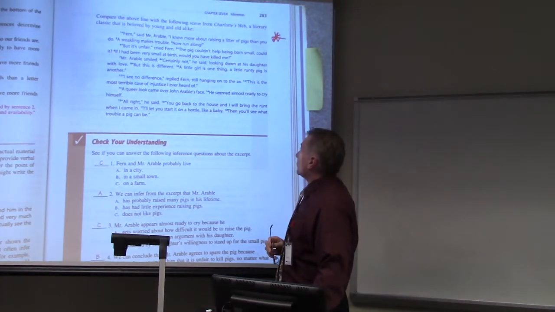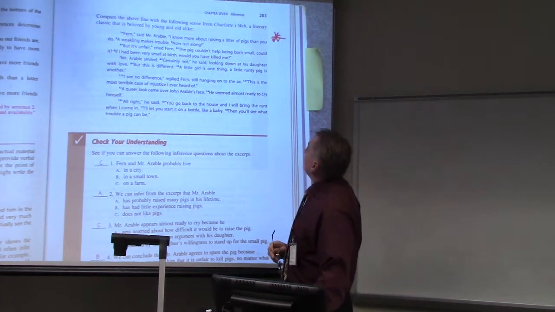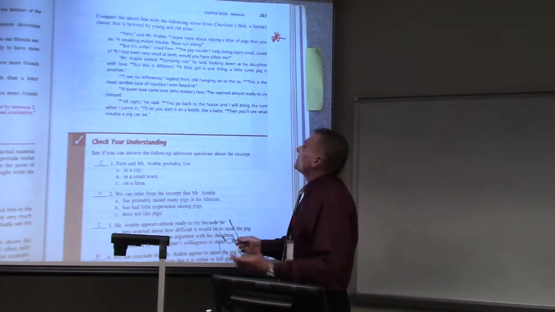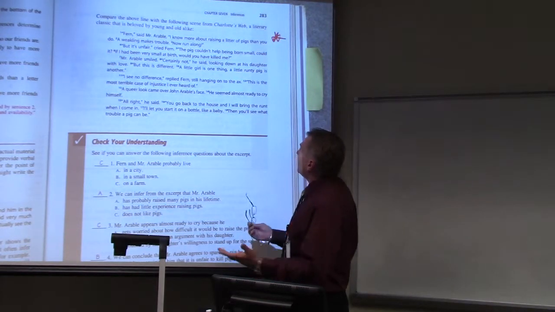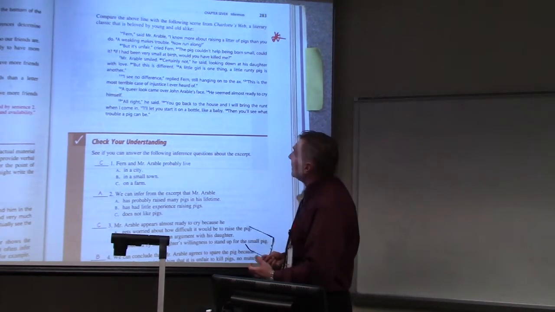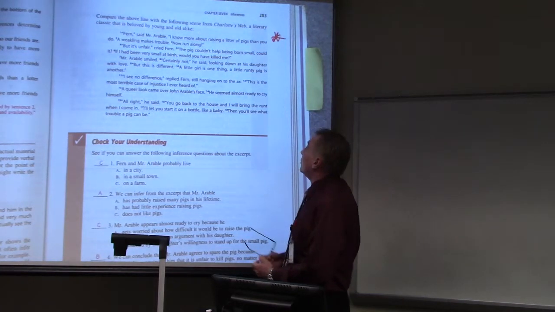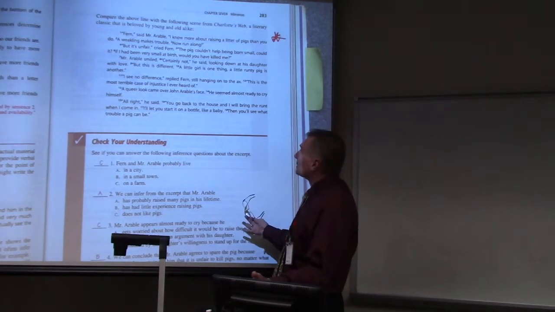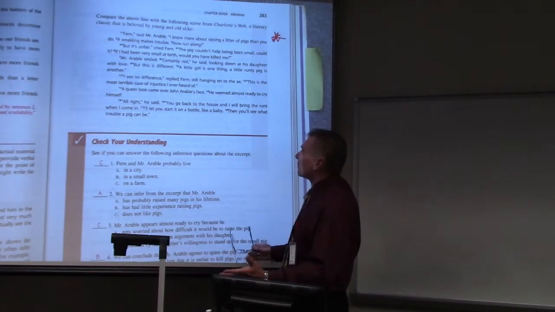Fern, said Mr. Arable, I know more about raising a litter of pigs than you do. A weakling makes trouble. Now run along. But it's unfair, cried Fern. The pig couldn't help being born small, could it? If I had been born very small at birth, would you have killed me? Mr. Arable smiled. Certainly not, he said, looking down at his daughter with love. But this is different. A little girl is one thing, and a little runty pig is another. I see no difference, replied Fern, still hanging on to the axe. This is the most terrible case of injustice I ever heard of.